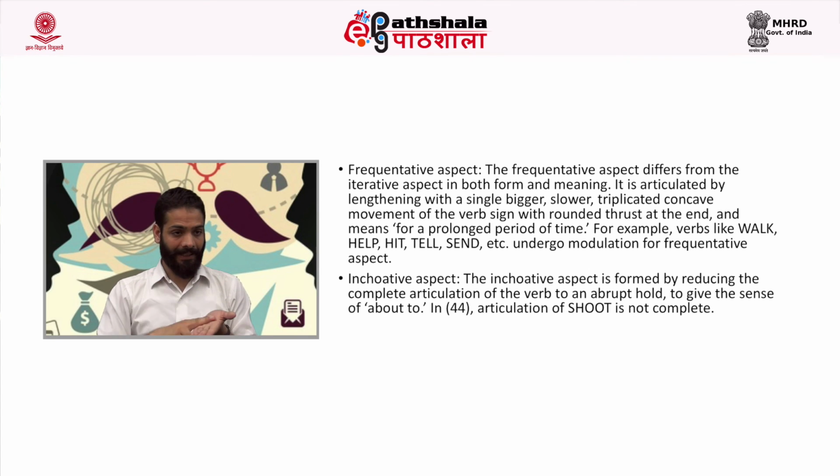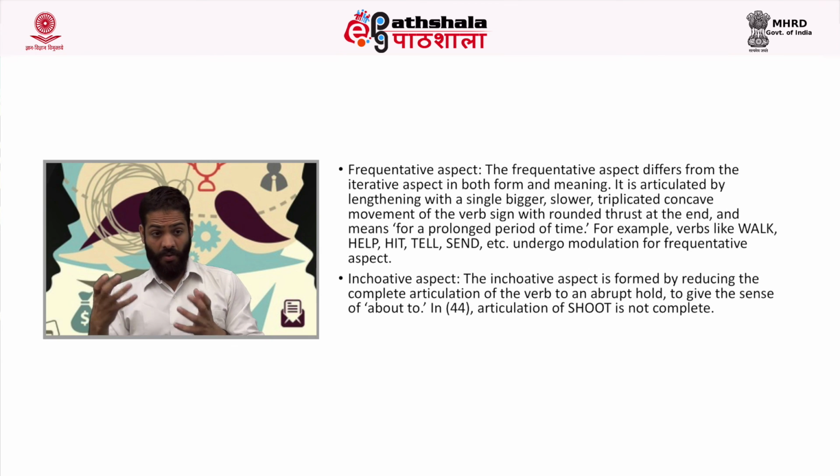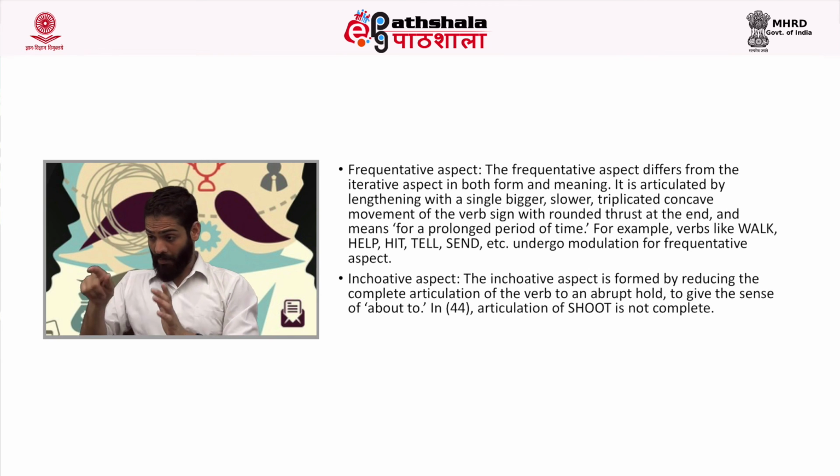The next aspect is inchoative aspect. The inchoative aspect is formed by reducing the complete articulation of the verb to an abrupt hold to give the sense of about to. In the example, we can see the articulation of shoot is not complete. So for example, Uday was about to shoot Dharmesh, Sibaji caught him. The sign would be something like past because it was about the past. Past, Dharmesh, Uday, shoot, Sibaji, catch. Here shoot would be in inchoative aspect.